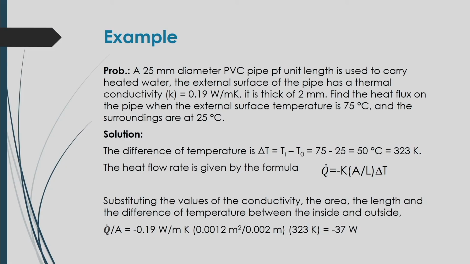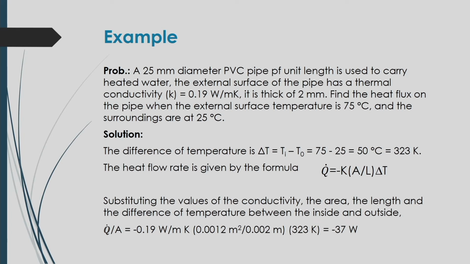Now, let us do another example: a 25 millimeter diameter PVC pipe of unit length is used to carry heated water. The external surface of the pipe has a thermal conductivity K of 0.19 watt per meter K. It is 2 millimeter thick. In this case, you have to find out the heat flux on the pipe when the external surface temperature is 75 degrees Celsius and the surroundings are at 25 degrees Celsius.